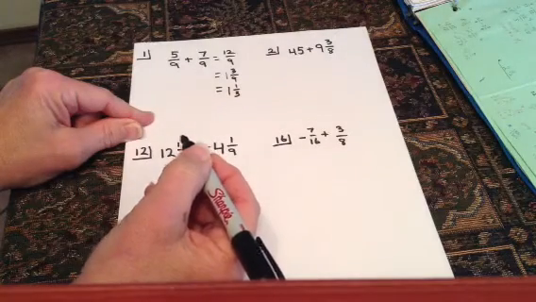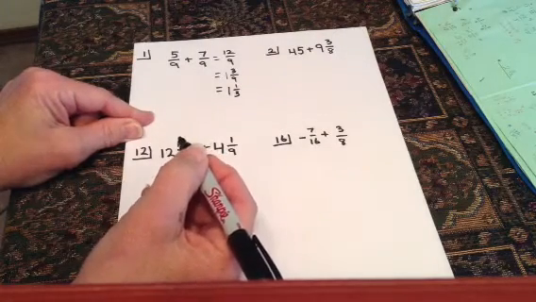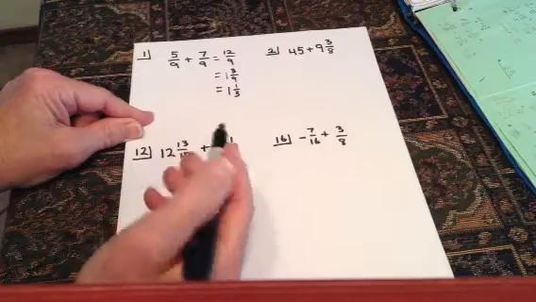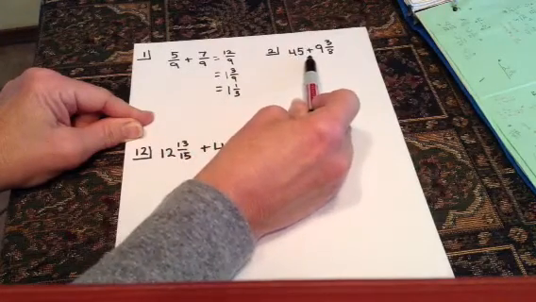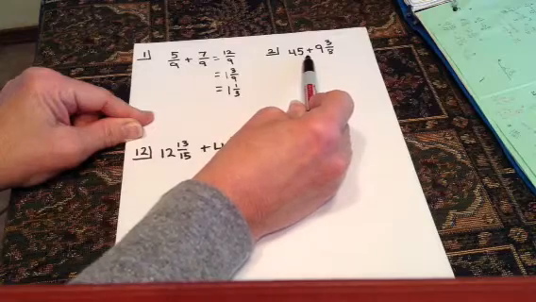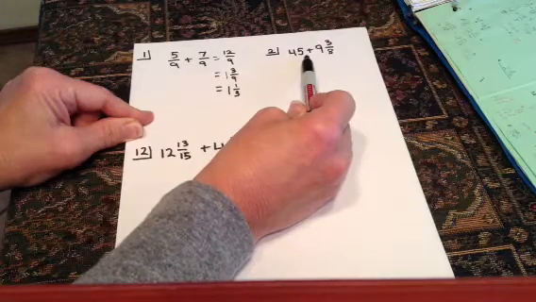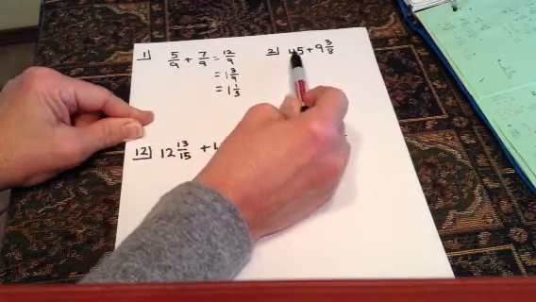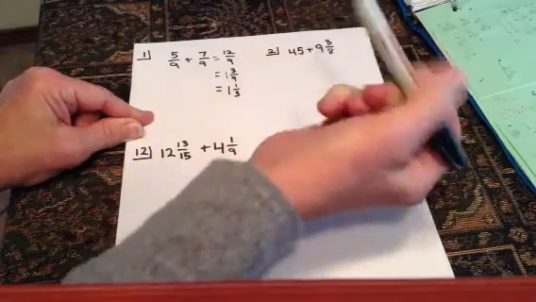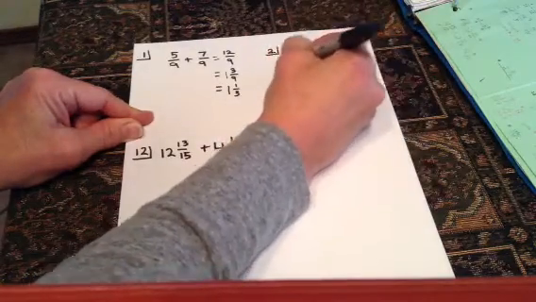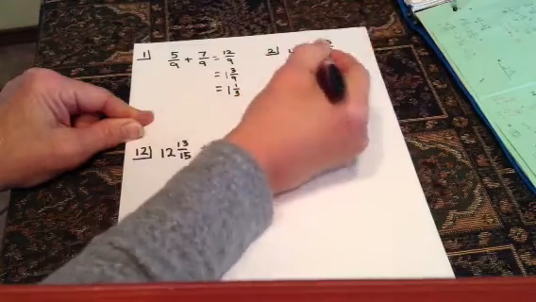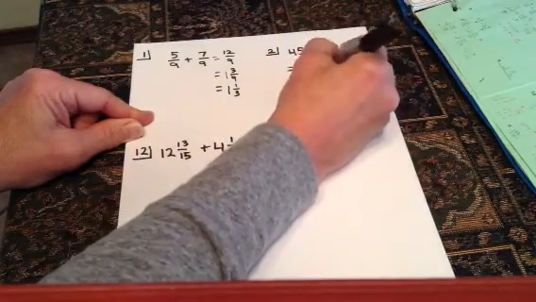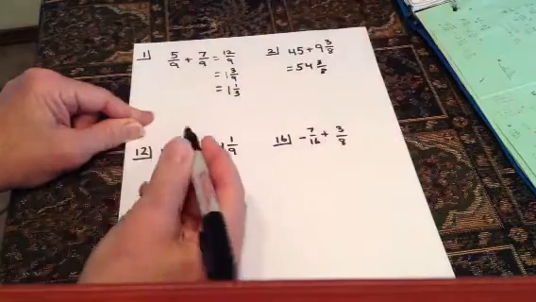Item number 2 was actually a lot more simple than most people made it. This 45 does not need to be regrouped because it's not a subtraction problem. Subtraction is the only one that we need to regroup with. So in this one, you simply add the 45 plus the 9, and the 3/8 has no other fraction to add it to, so it's a very simple problem.